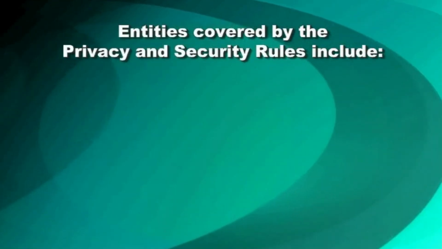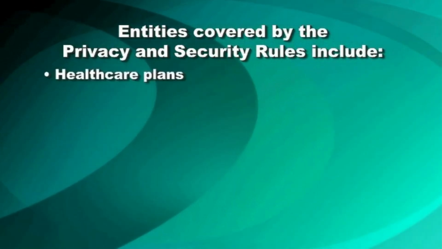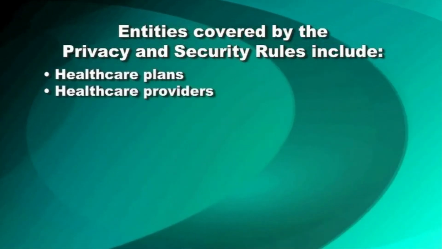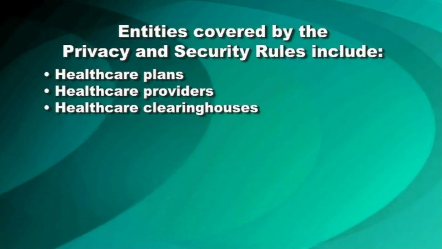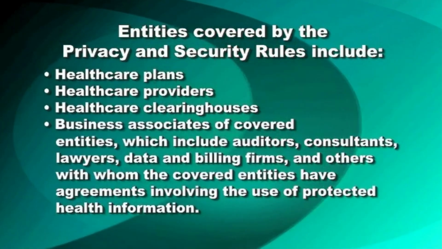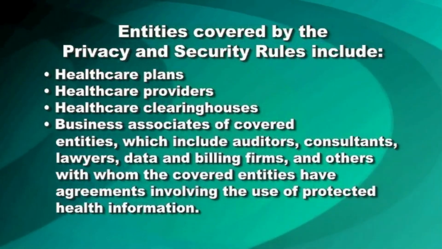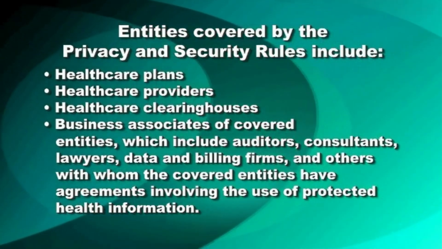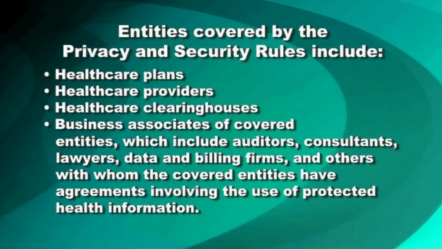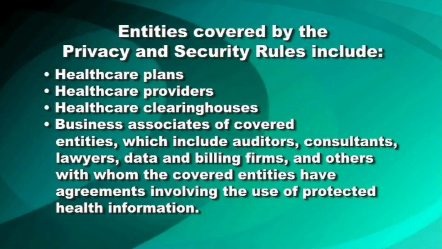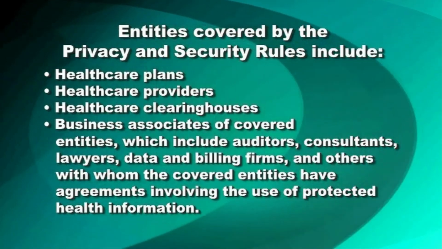Entities covered by the privacy and security rule include healthcare plans, healthcare providers, healthcare clearinghouses, and business associates of covered entities, which include auditors, consultants, lawyers, data and billing firms, and others with whom the covered entities have agreements involving the use of protected health information.